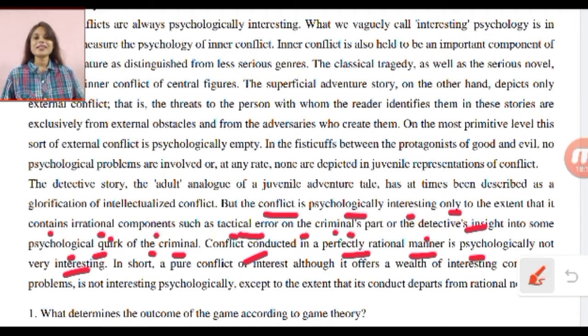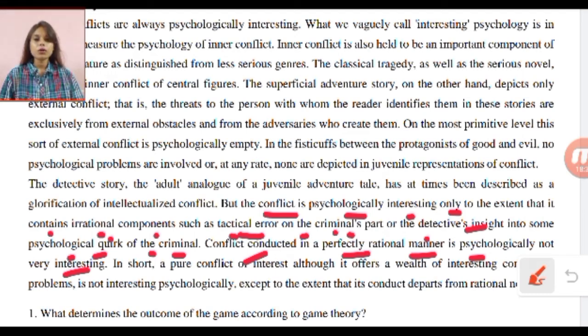If a person does a crime with reasoning, with a logical explanation, then that crime won't be interesting. That is what they are trying to say. Psychologically, that won't be quite interesting, because if we know the reason behind the crime, then it becomes quite dull, then the case would become dull.